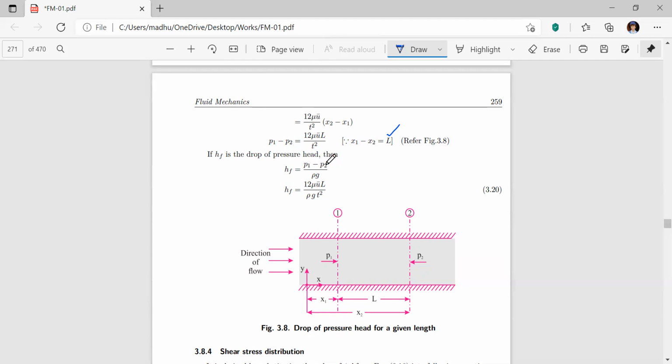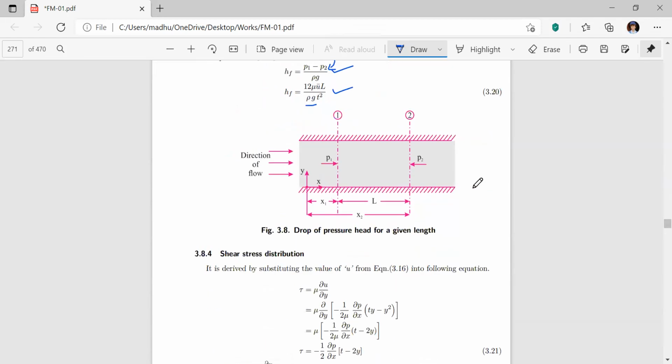Hf is equal to P1 minus P2 by rho g, that is, P is equal to rho g H, the hydrostatic law. So using that one, we have to derive this one. Hf is equal to P1 minus P2 by rho g, where Hf is equal to 12 mu u bar L by rho g t square. So how did you get this one? By substituting this P1 minus P2 value as 12 mu u bar L by t square. Here I have substituted, and rho g as it is I have kept.